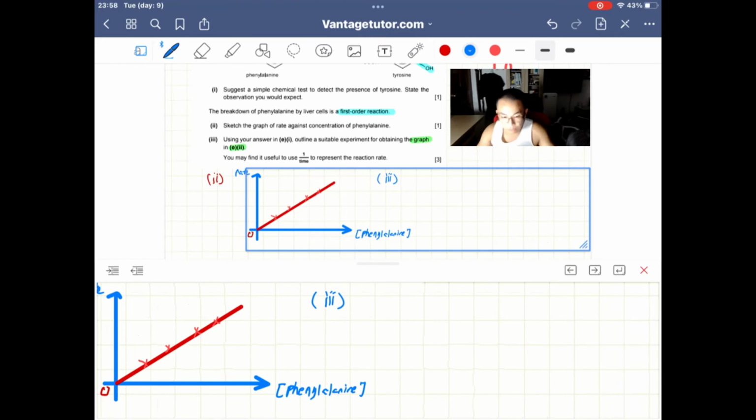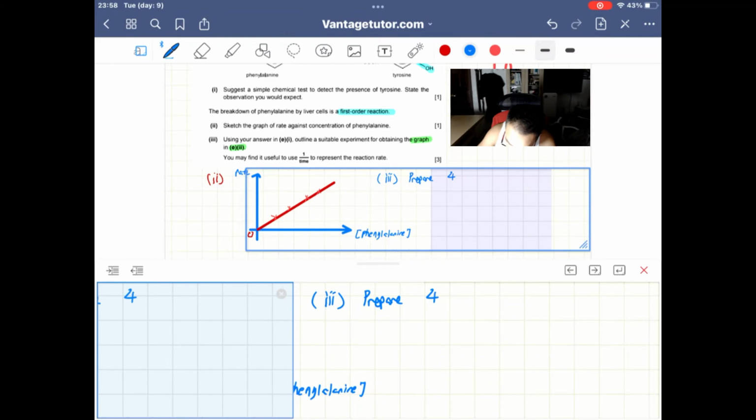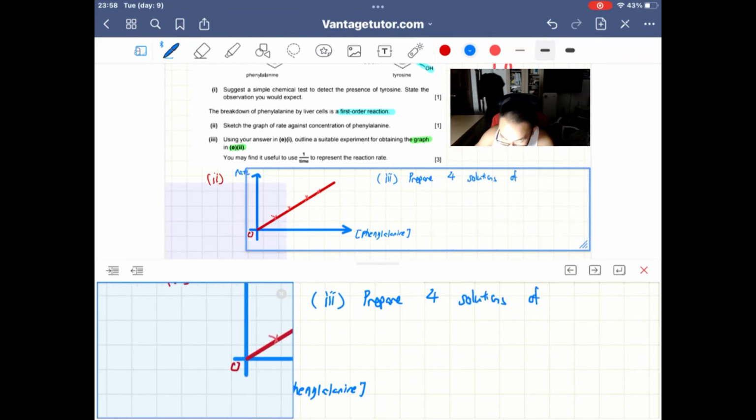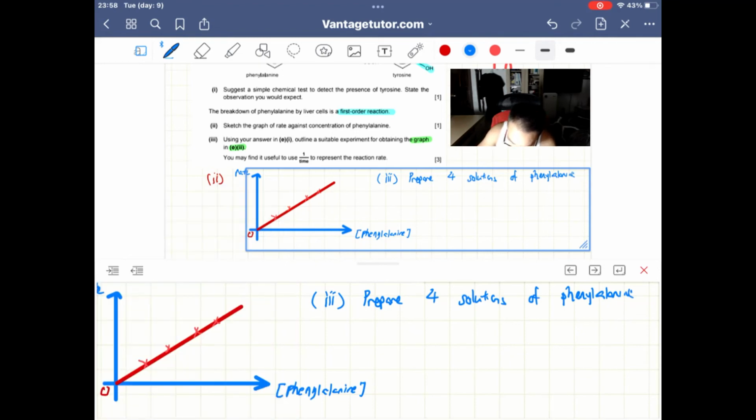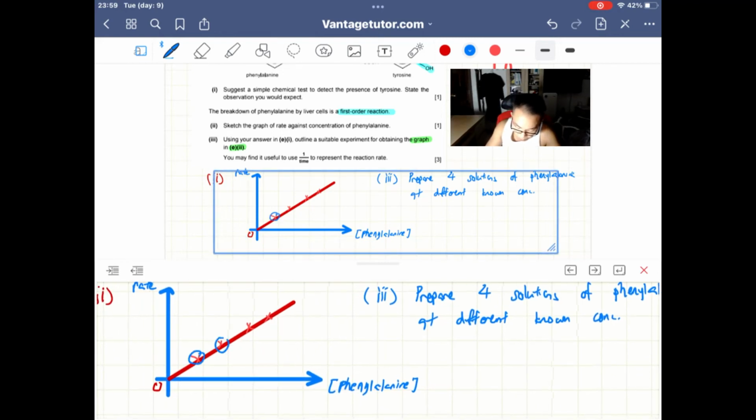Alright, so firstly I need to prepare 4 solutions of your phenylalanin at different known concentrations. Okay, why is it different known concentration? Again, you look back at your graph, you're trying to get this point, this point, this point, this point, right? So this is so-called, as you learn in Set 1, your independent variable.